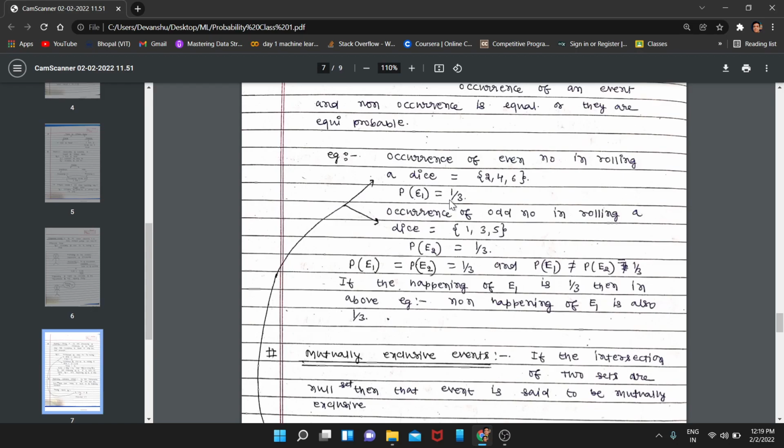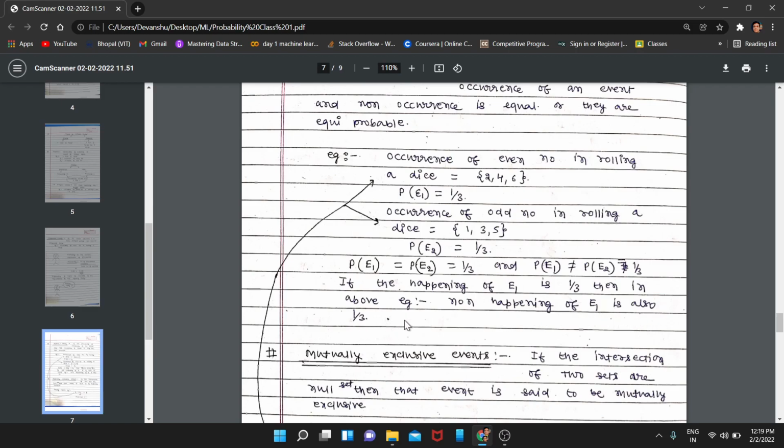These are the even numbers, and these are the odd numbers. The probability of even number as well as odd number are equal, both of their happening and their non-happening also. So that is the reason we are saying both are equally probable. In the above, happening of event E1 is 1 by 3. Then in the above example, non-happening of E1 is also 1 by 3.